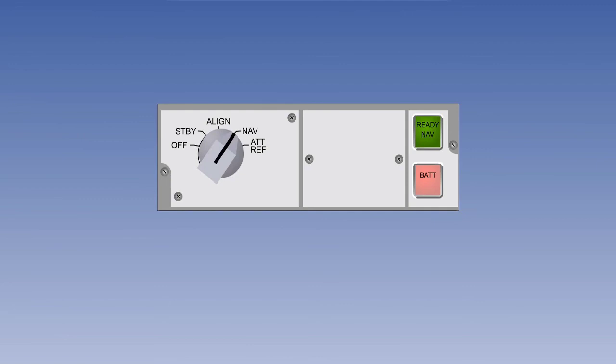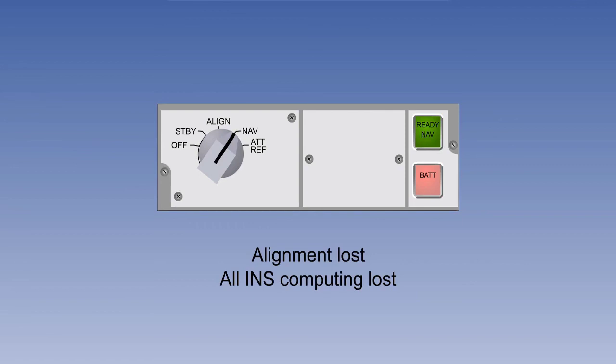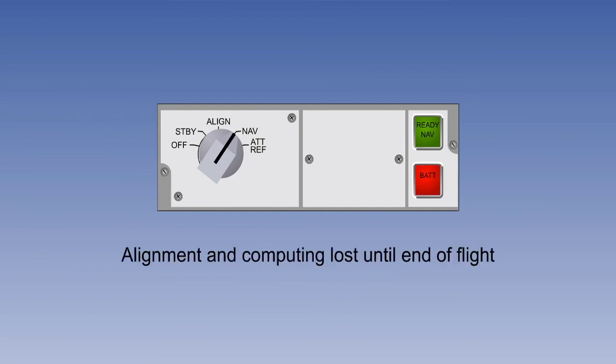This is more serious. It means that the battery is the sole source of power to the INS, and that the battery is failing. When the battery power drops below a predetermined level, alignment is lost and, in time, all INS facilities will be lost. Even if power is subsequently restored, it will not be possible to realign and all navigation computing functions remain lost.